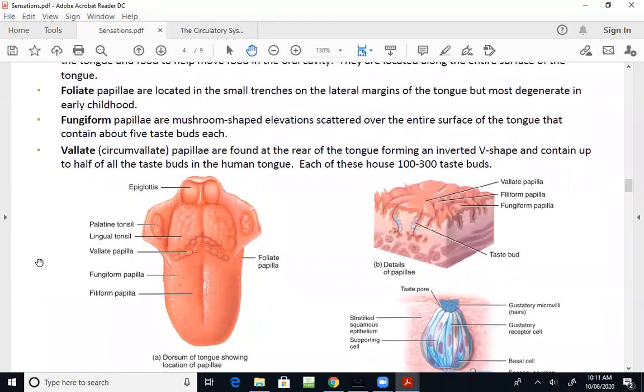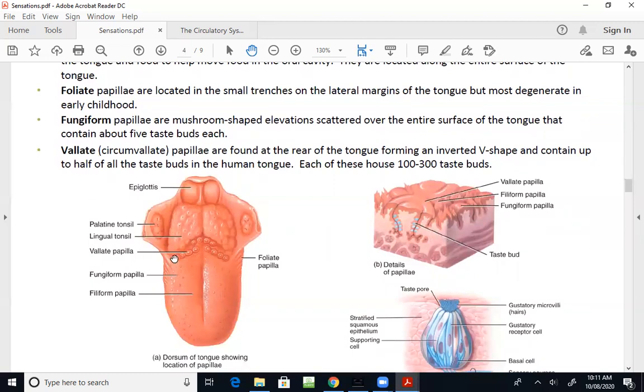Foliate papillae are the next type, located in the small trenches on the lateral margins of the tongue. Most of those actually degenerate in early childhood, so they're not so important for the sense of taste as adults, which leaves us these last two that have taste buds, starting with fungiforms, which are mushroom-shaped. I guess that's probably why they call them fungiform, because mushrooms are fungi. They're found over the entire surface of our tongue, containing about 5 taste buds each.